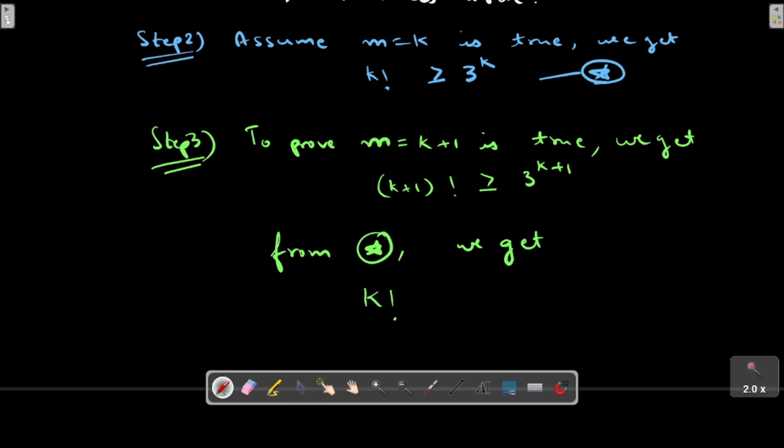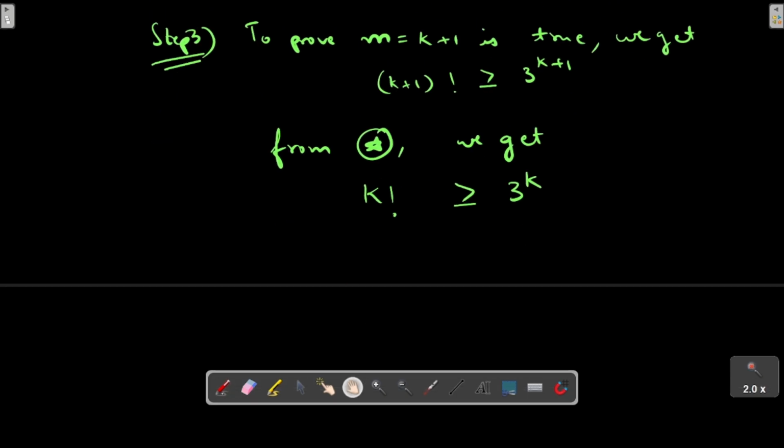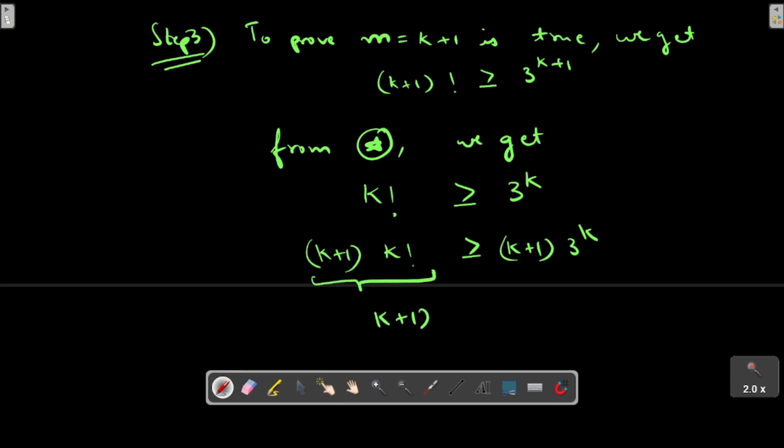You have k factorial is greater than 3 to the power of k. Let's multiply k plus 1 on both sides. Here you have k plus 1 times k factorial, and on the other side k plus 1 times 3 to the power of k. What does this side become? This side is equivalent to k plus 1 factorial, and we will use implication. From this I'm getting this.